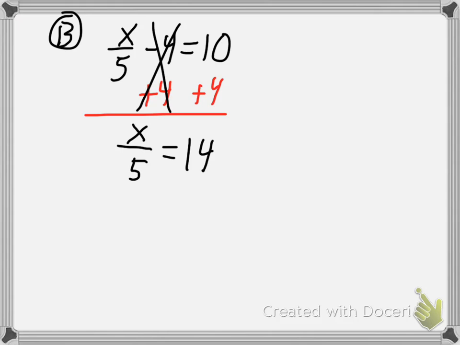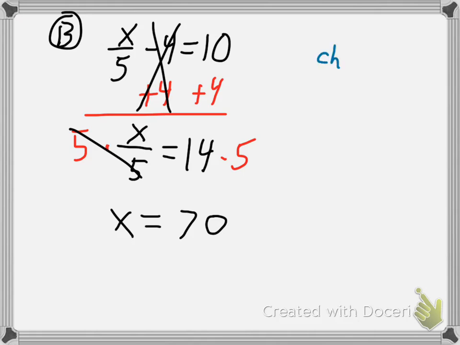At this point in time, I just have a one-step equation left. x divided by 5 equals 14. So I do the opposite of division, which is multiplication. I'm going to multiply both sides by 5 now. Those cancel. I'm left with x equals, and then 14 times 5. Well, 4 times 5 is 20, so carry the 2. 5 times 1 is 5, plus 2 is 7. 70. So I think x is equal to 70.